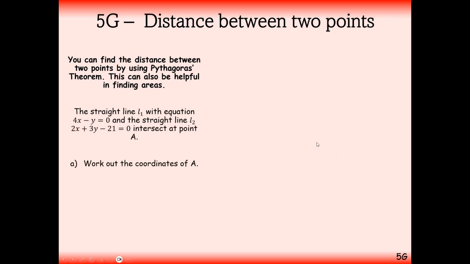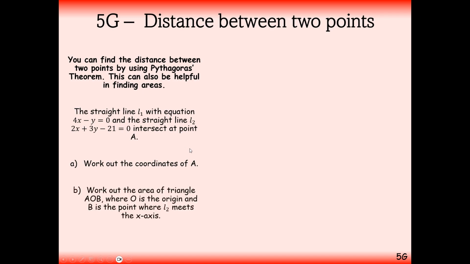Okay, so next question here is saying there is a line with this equation and another line, L2, with the other equation, intersecting at point A. Figure out the coordinate of A, and in part B, we are to work out the area of the triangle AOB, where O is the origin and B is the point where L2 meets the x-axis. So it seems rather complicated, but it's not.